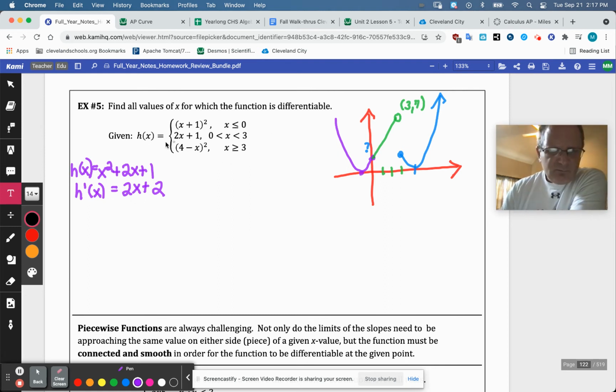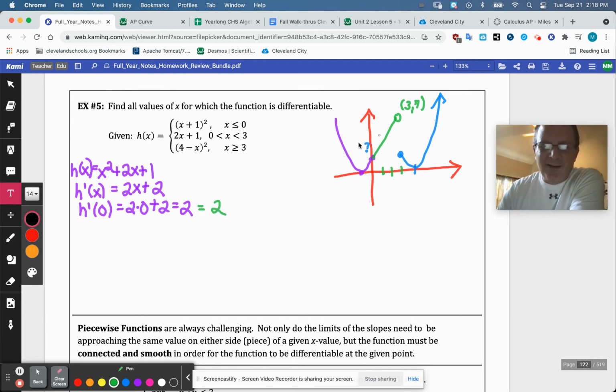So here we go then. The derivative as you come from the right is 2, and as you come from the left, I can actually substitute in 0 and see what's happening at that moment. h prime of 0 is going to equal 2 times 0 plus 2, which is also 2. And for the record, that is equal to the slope on the other side, where the slope was 2x plus 1.